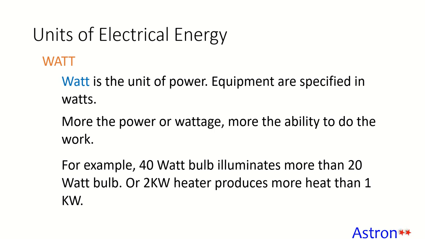Before going to see the bill breakup, let's see some basic information. So the electrical appliances are specified in watts. If we buy a bulb, we usually see the wattage of that bulb. So wattage means the power. If we buy a 40 watt bulb, it illuminates more than a 20 watt bulb because it has more power than a 20 watt bulb.